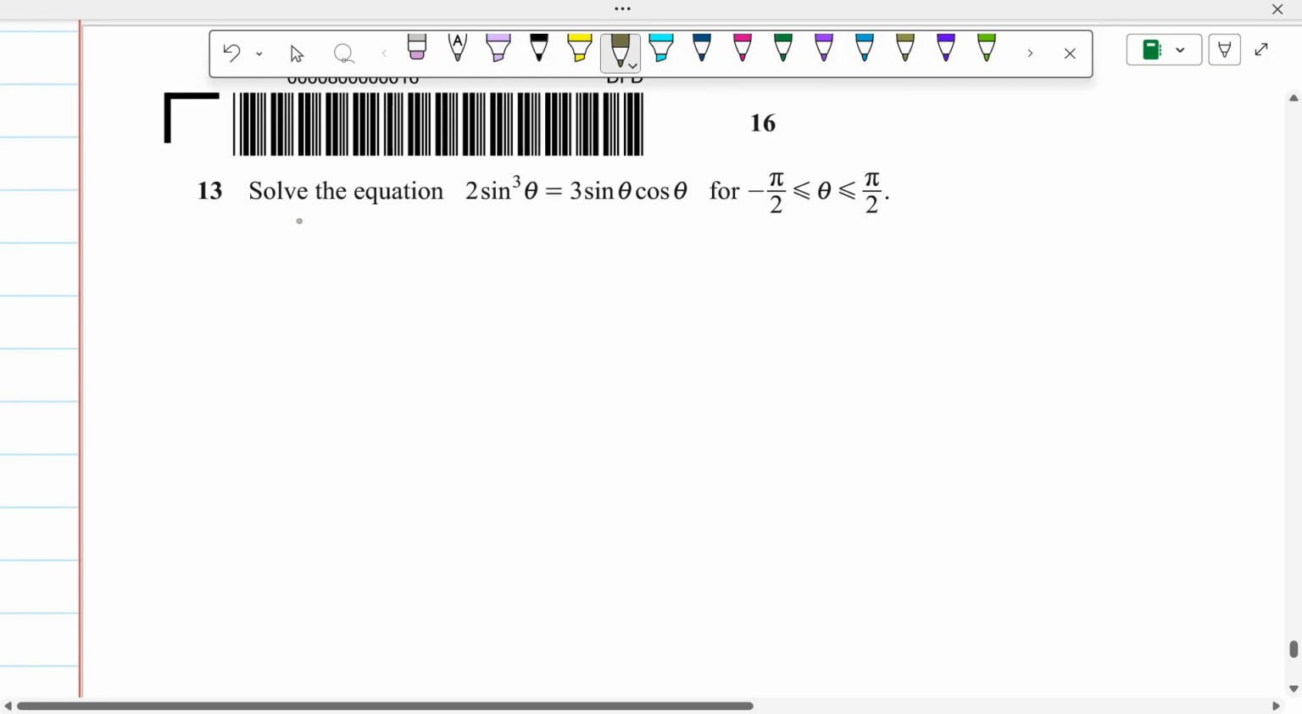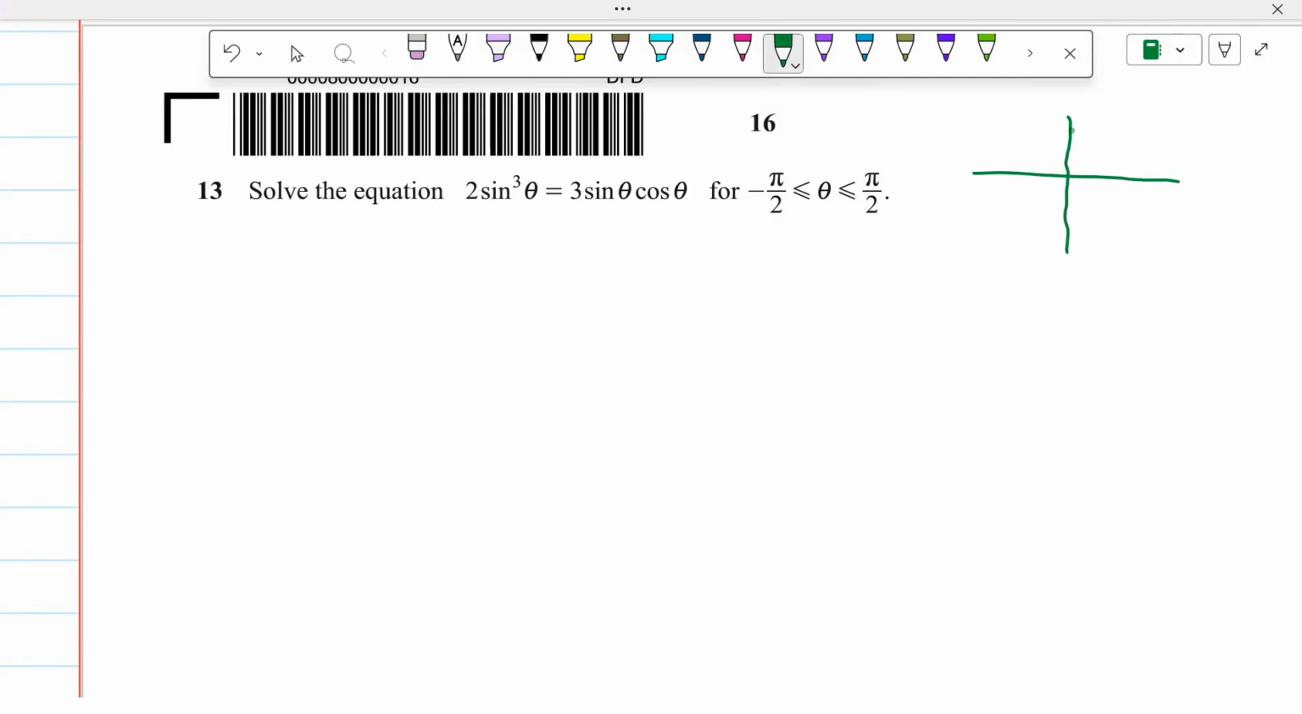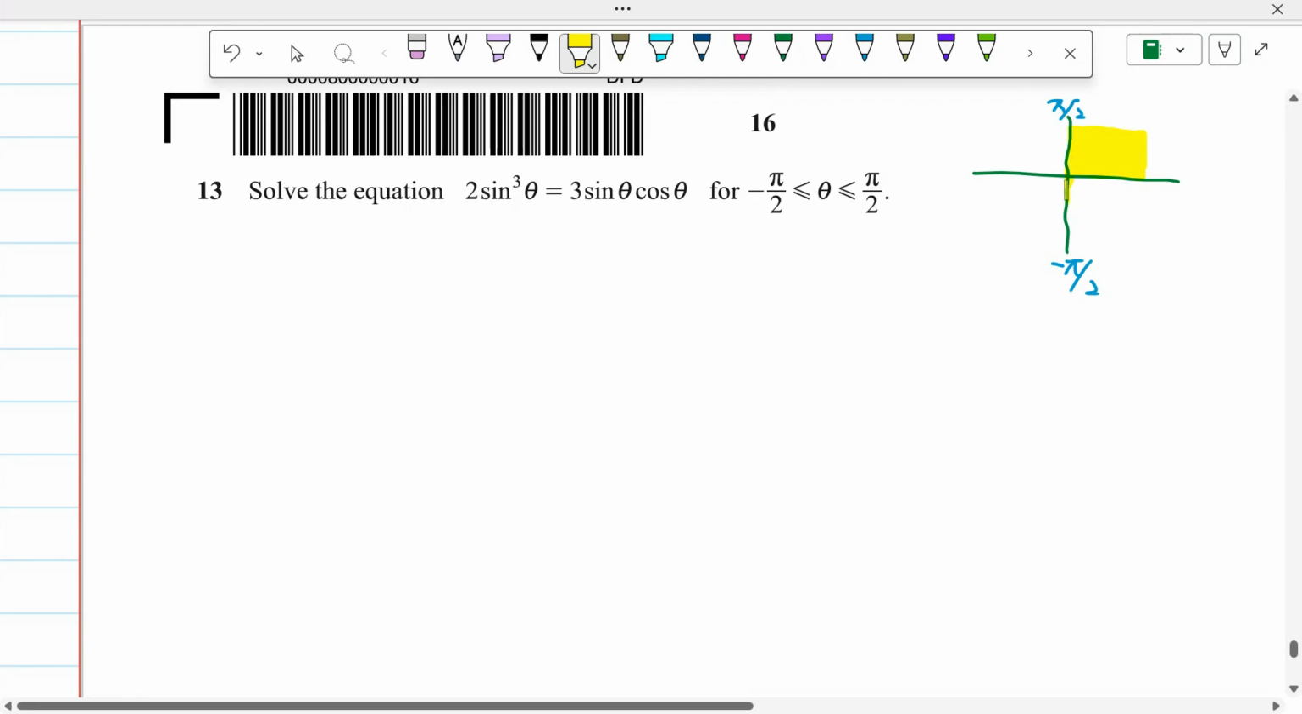Question number 13. Solve the equation 2 sine cube of theta is equal to 3 sine of theta cos of theta for value of theta less than or equal to pi by 2 and greater than or equal to negative pi by 2. So we can say that this one is equal to pi by 2 and this one is negative pi by 2. So the range for theta is the first and fourth quadrant. So we need to find the angle in first and fourth quadrant.